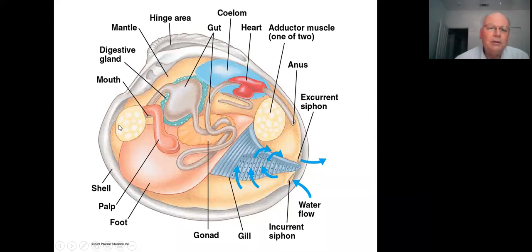You see the mantle that lines the inside of the cavity. It secretes the shells. It can also extend out and cover over the shell, and in many cases, it can allow the mollusk to blend into the background and hide itself in the environment. This is true both of the gastropods and also of the bivalves.